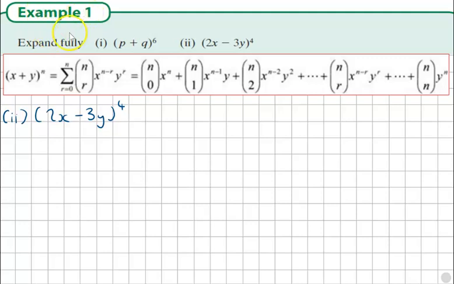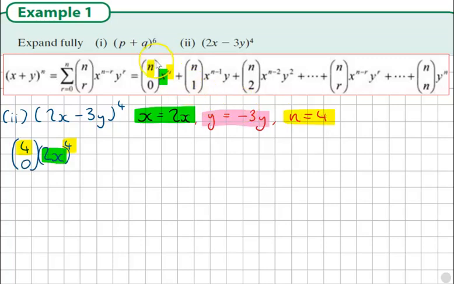Example 1, part 2, expand fully, (2x minus 3y) to the power of 4. So again, we're going to use our binomial expansion formula from the formula book. So we're going to let x equal 2x, y equal minus 3y, and n equal 4. So we're going to sub into the formula.